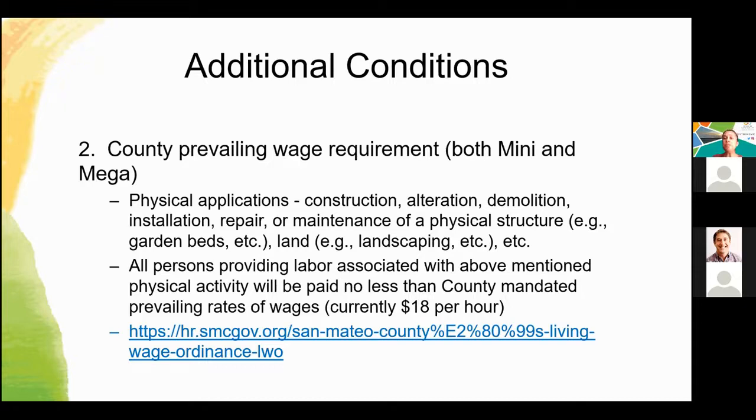Important to note for mini or mega grant applicants is if funding for staff or contractual labor is being requested, applicants must comply with the county's living wage ordinance. The living wage ordinance requirement for the upcoming 4Rs grant program cycle will be $18 an hour. For additional information on the county's living wage ordinance, including who must comply, you can visit the link on this page or type San Mateo County Living Wage Ordinance in your search bar.